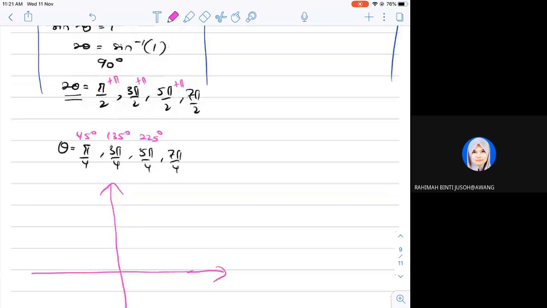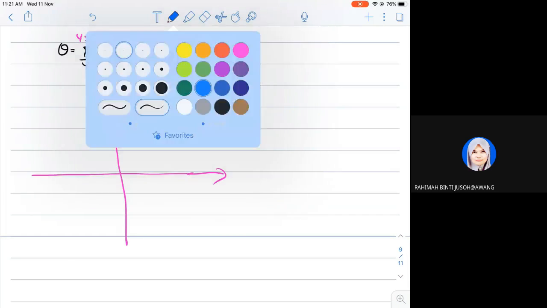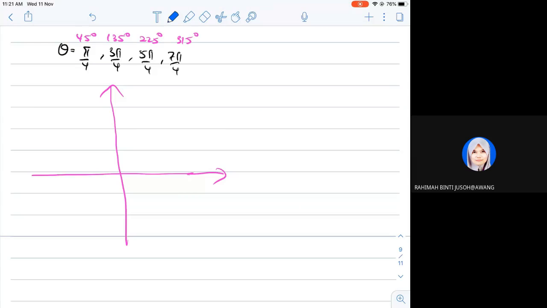Oh, 315 degrees. Okay. So kat mana dia berada? Saya pakai marker pen biru guys. Pi over 4 is somewhere here.